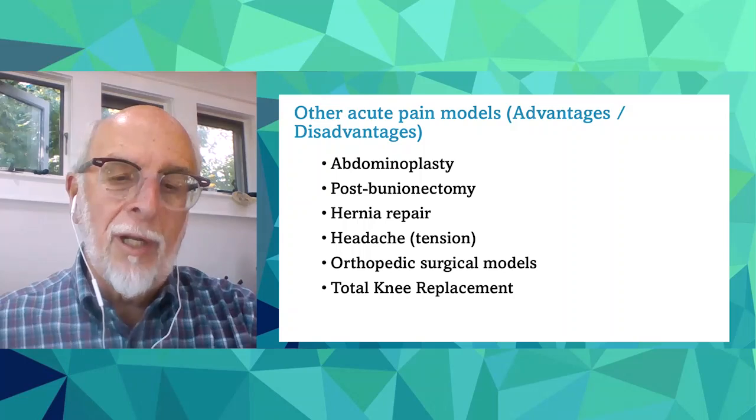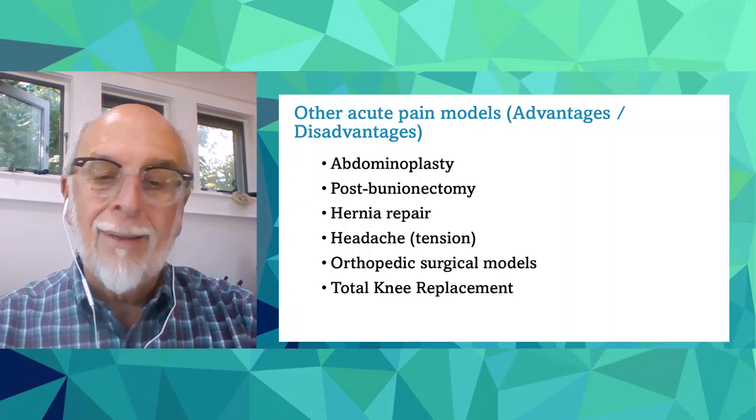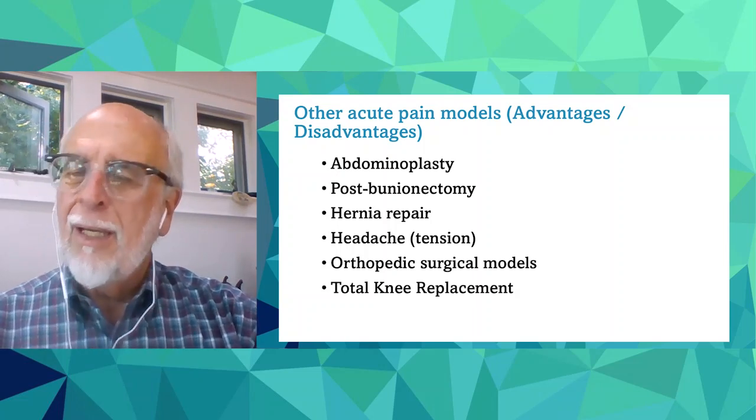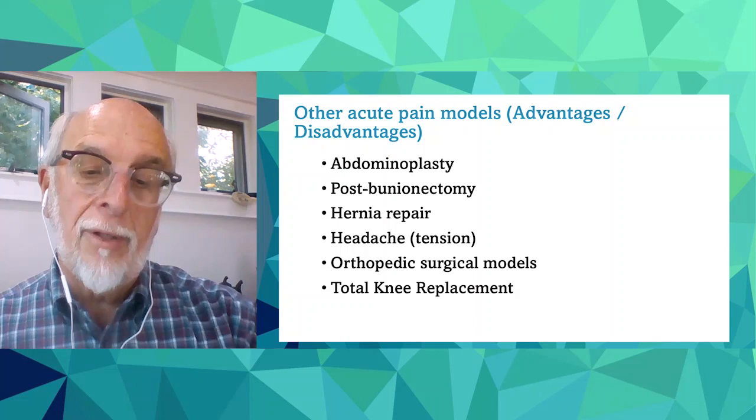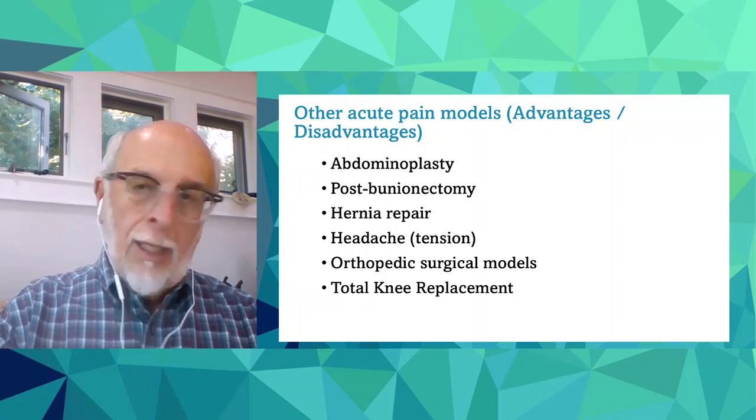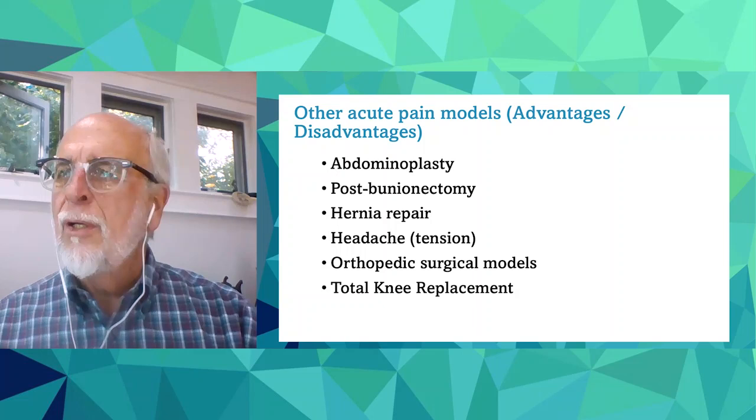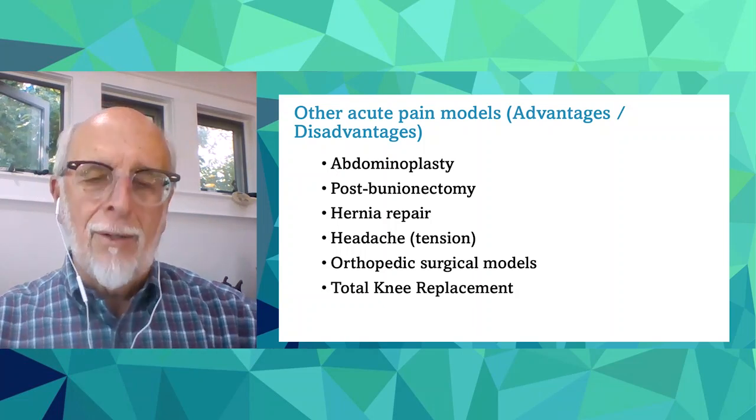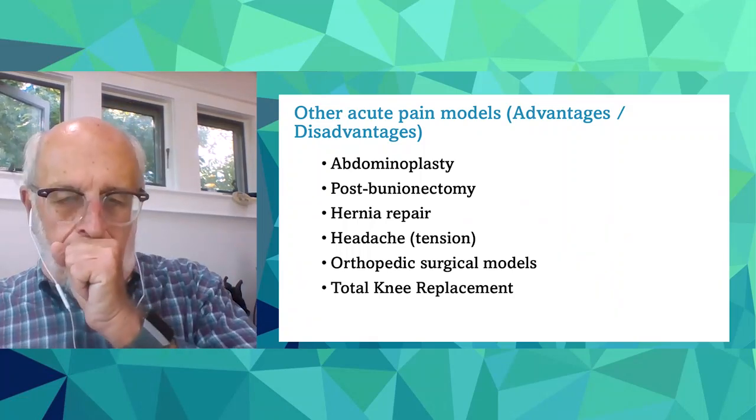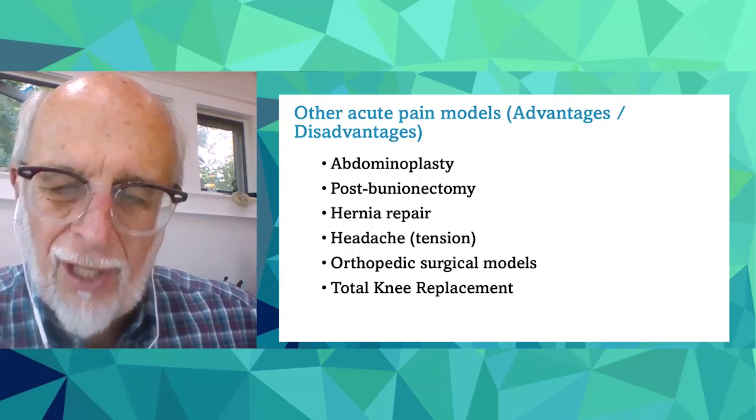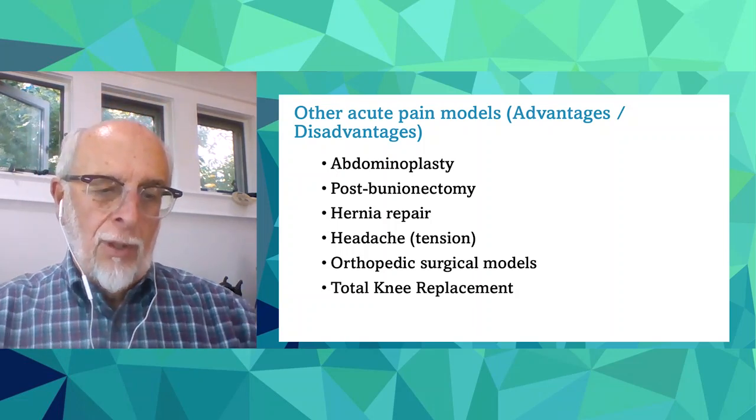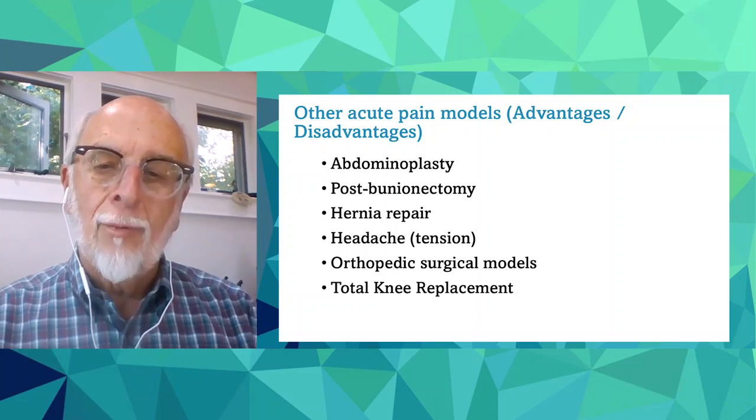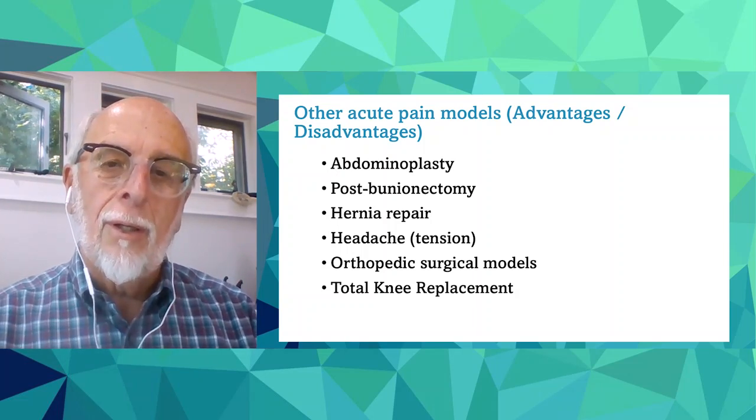bunionectomy, hernia repair, and the last two, orthopedic surgical models, in particular, total knee replacement, is a type of study which has commonly been done to evaluate new analgesic drugs. Each one of them has advantages and disadvantages. By and large, the studies that can be done at the most reasonable cost are drugs that are not done in a hospital. But the FDA is frequently asking for studies in the same setting where those drugs would be used. So if it's a study of an injectable drug, likely there will be some hospital patient studies that will be performed.